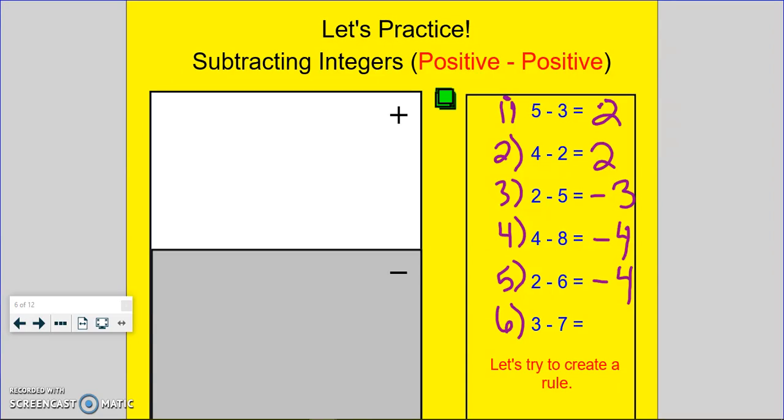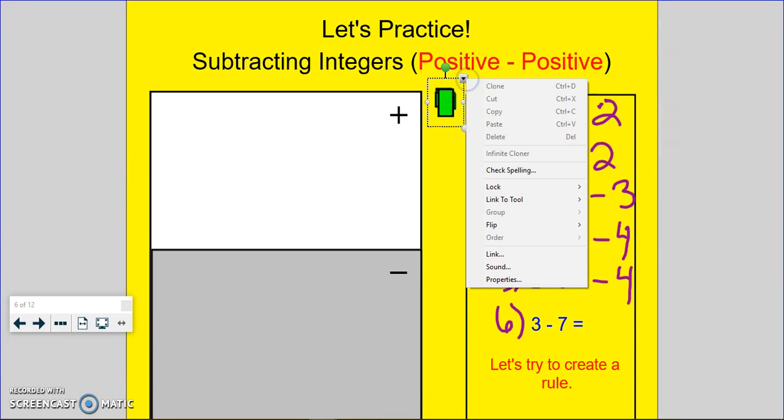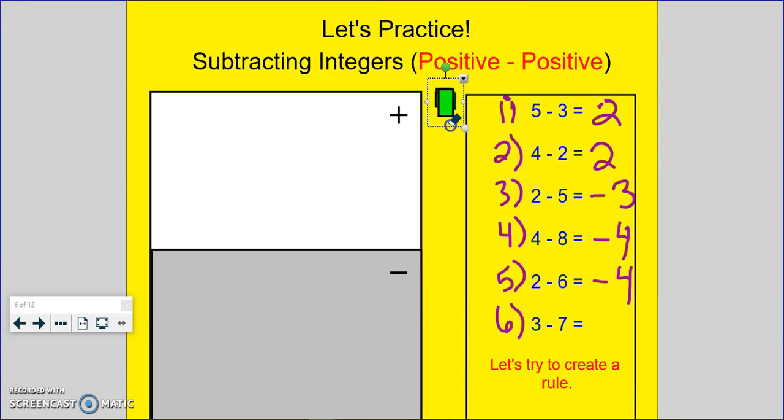And for the last problem in this column, I have 3 minus 7. So you would start by drawing or modeling your positive 3. So you would drag 3 cubes, or draw 3 cubes on the positive side, and I want to take away 7, and I do not have 7 positives, so I add 0 pairs until I have the 7 positives that I need.